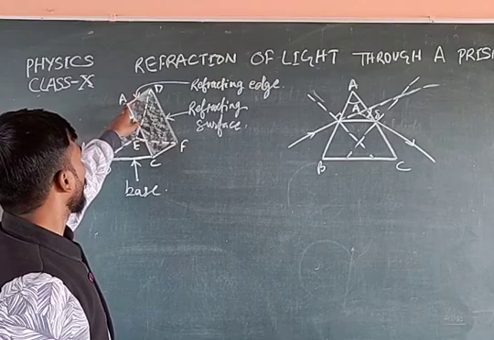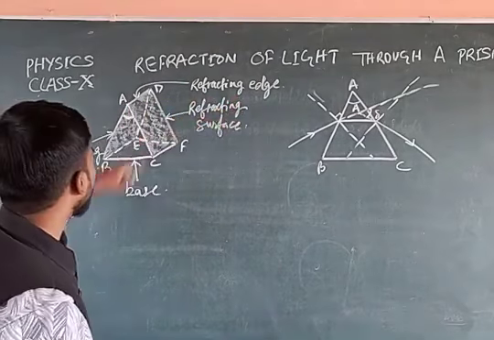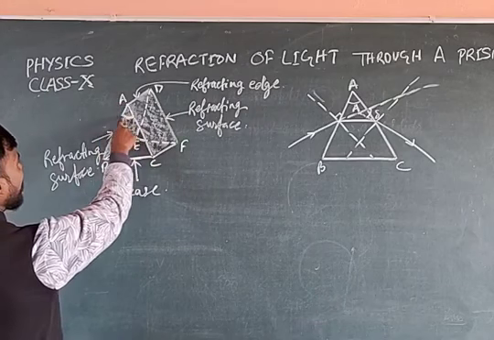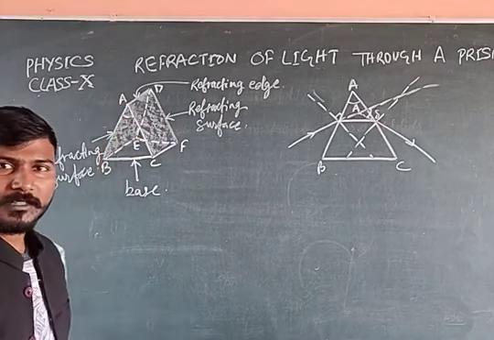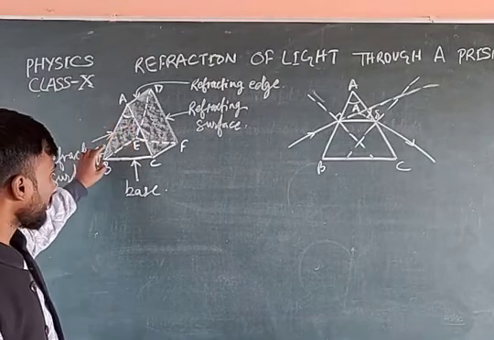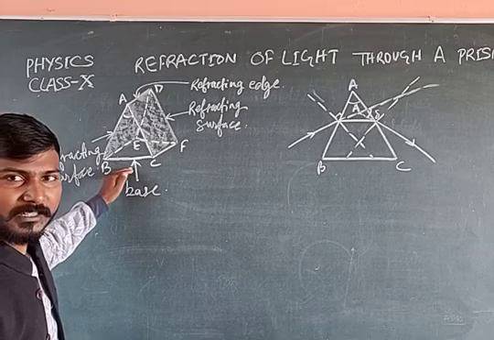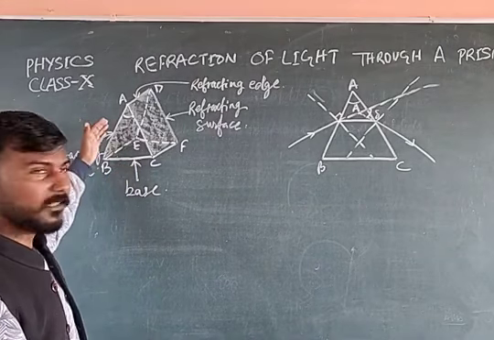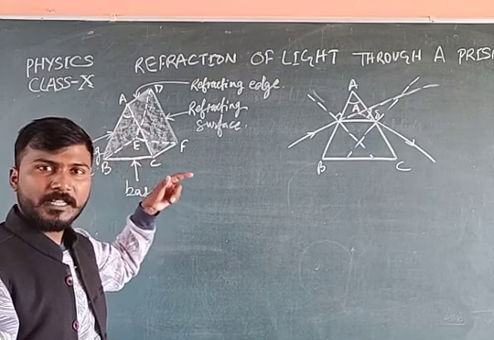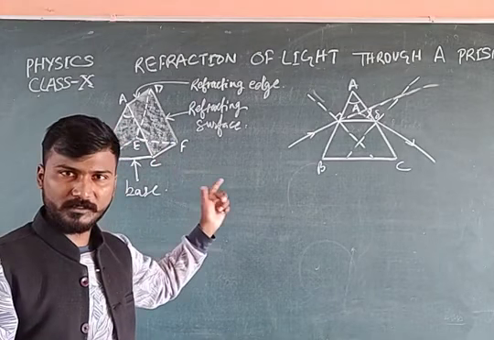This one, A or D, is known as the refracting edge, and the angle between AB and AC is known as the angle of prism. Clear? And the grounded part is known as the base, which is usually rough, and the surface from which the light gets refracted is known as the refracting surface, which is usually polished. Clear?